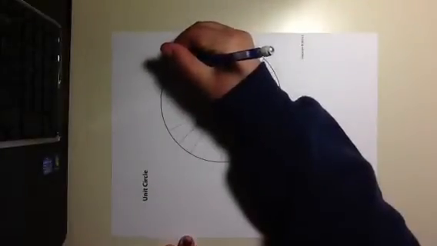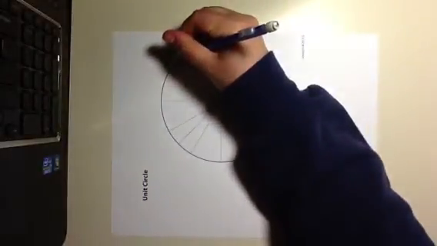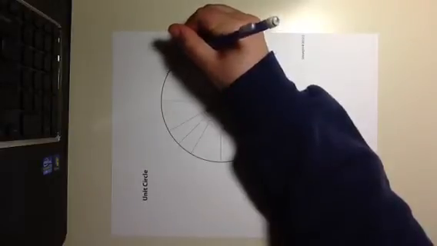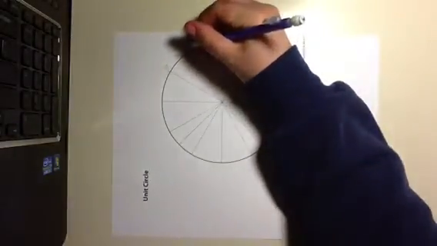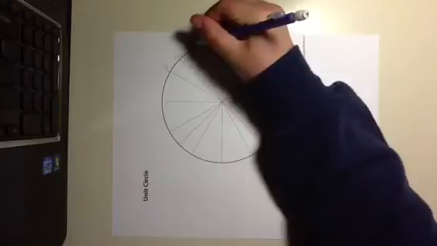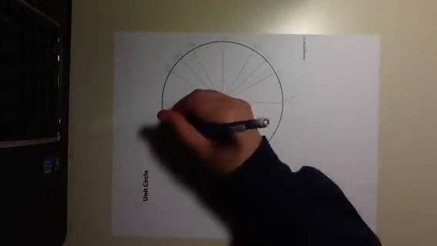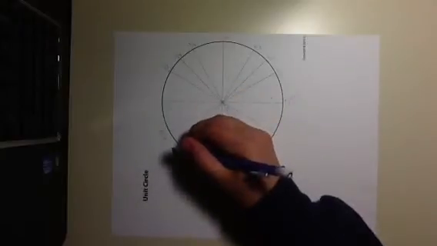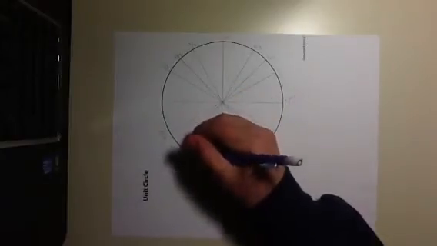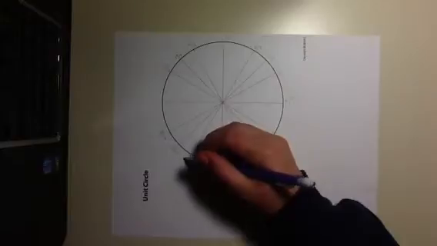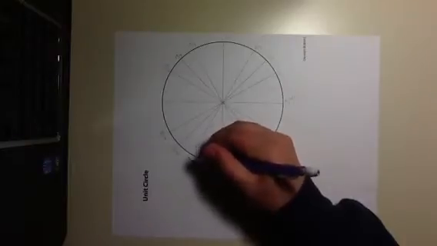A unit circle is just simply a circle with a radius of 1. It has each quadrant split up into 3 angles and then the angles on the x and y axis. In radian mode, quadrant 1 is divided into pi over 6, pi over 4, and pi over 3. These angles are equivalent to 30 degrees, 45 degrees, and 60 degrees.